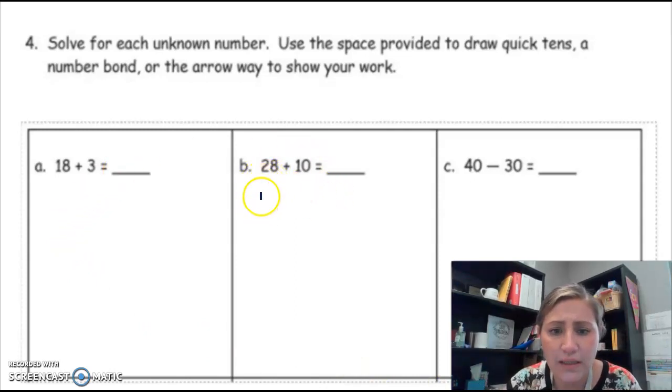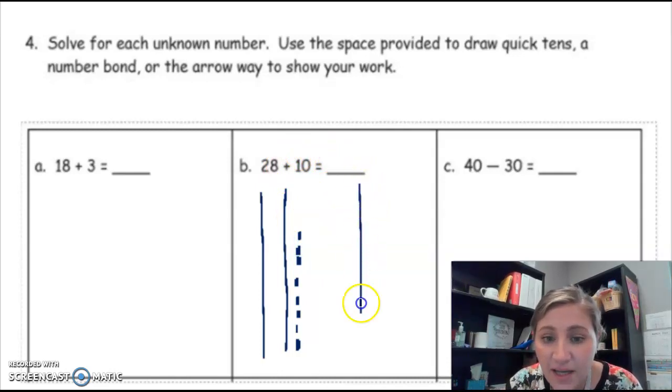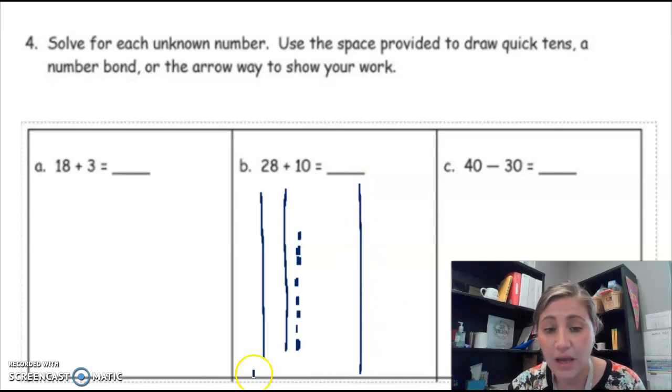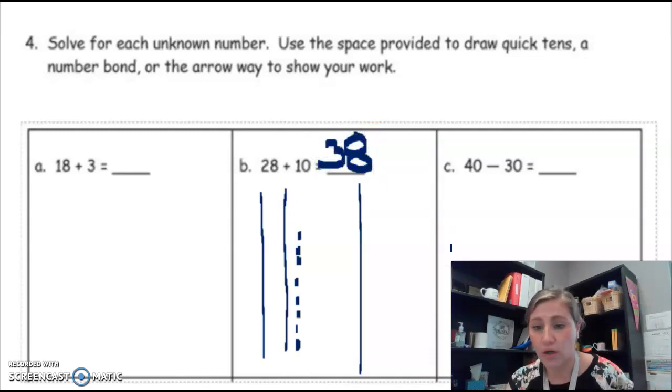I'm going to show 28, and I choose to draw quick tens because I think that's the easiest for me. So I'm going to draw 2 tens and 8 ones. That is 28. 1, 2, 3, 4, 5, 6, 7, 8. And then I'm going to show plus 10. Remember, the quickest way to show 10 is by drawing another line, okay? Then I would count my tens and my ones. Oh, I have 3 tens, and I have 8 ones. That is how I show my work.